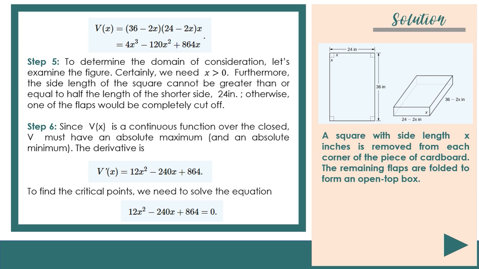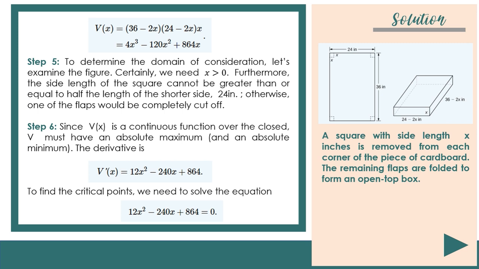So, that means 24 minus 2 times 12, for example, gives 0 on our side. So, that means the value of the shorter side, our x, cannot be 12. Otherwise, one of the flaps would be completely cut off. Since v of x is a continuous function over a closed interval, v must have an absolute maximum and an absolute minimum.